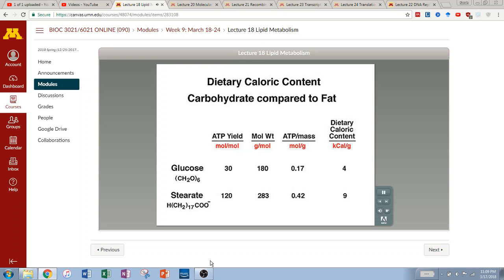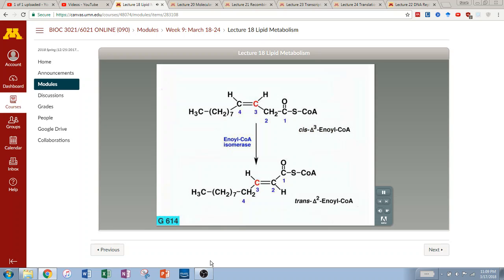That converts to 4 kilocalories per gram for glucose and 9 kilocalories per gram for stearate. In general, on a per gram basis, fats produce more than twice the energy as carbohydrates. This reflects the fact that fats are more highly reduced than carbohydrates, and a more reduced compound typically yields more energy in biological oxidation reactions.